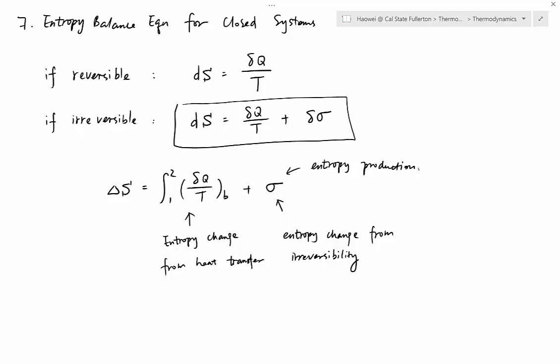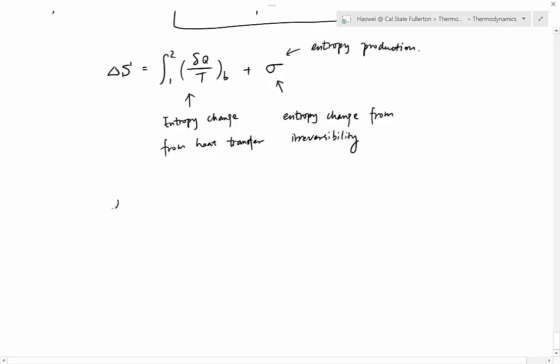All right, and then again, just like before, sigma has three possible solutions. If sigma is greater than 0, that means the system is irreversible, getting older, not reversible. If sigma is equal to 0, that means this process is reversible. And if sigma is less than 0, that means the system is impossible. That means your design is wrong because it violates the second law of thermodynamics.